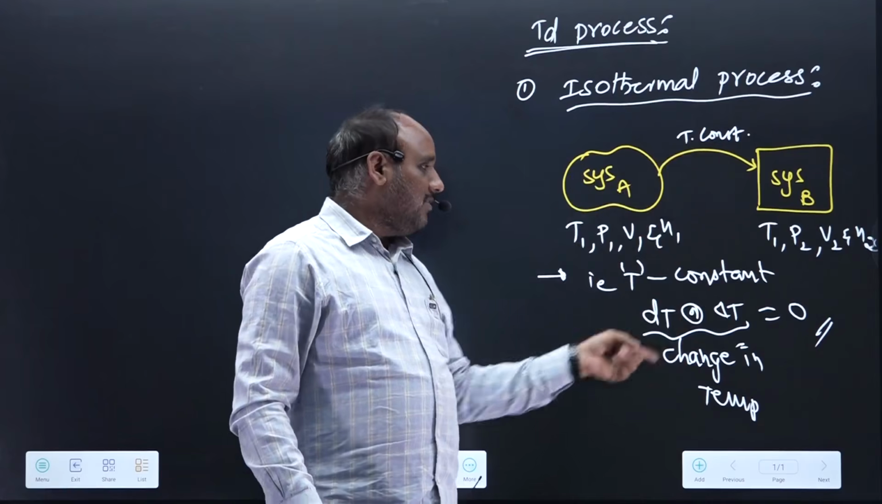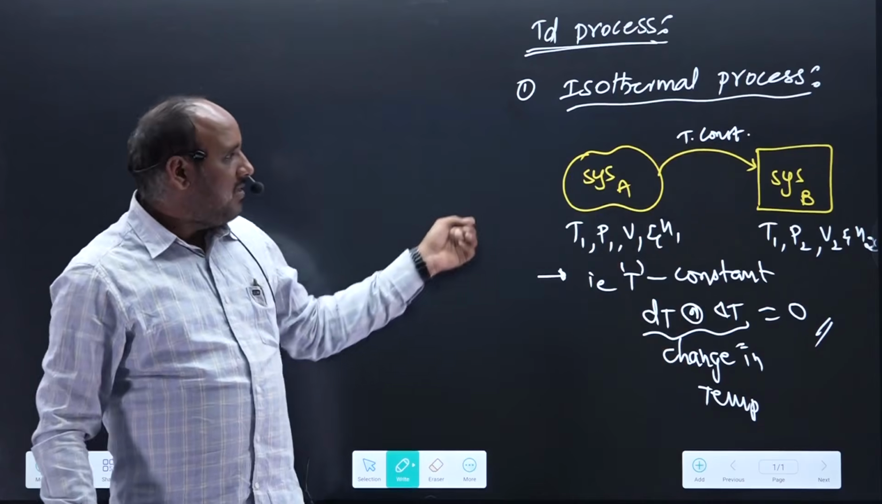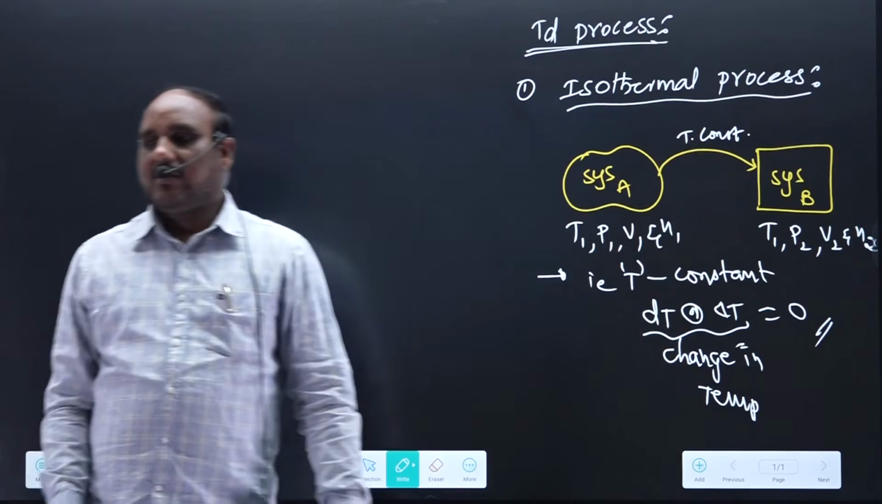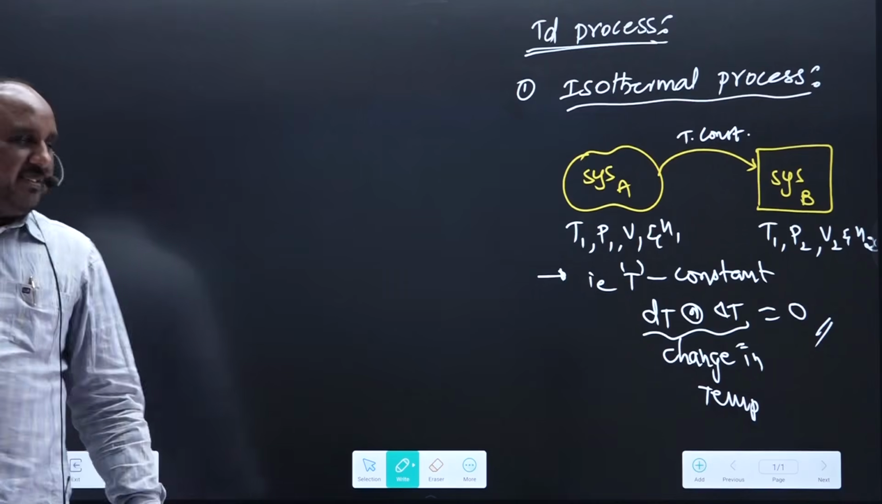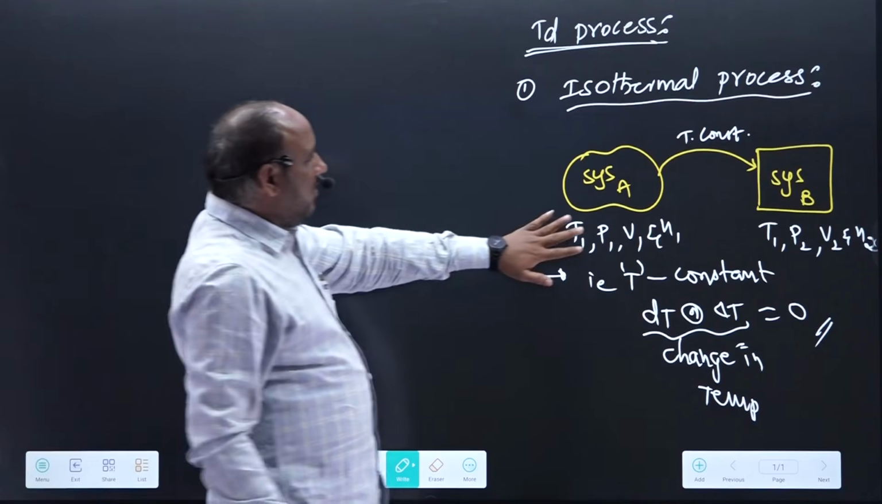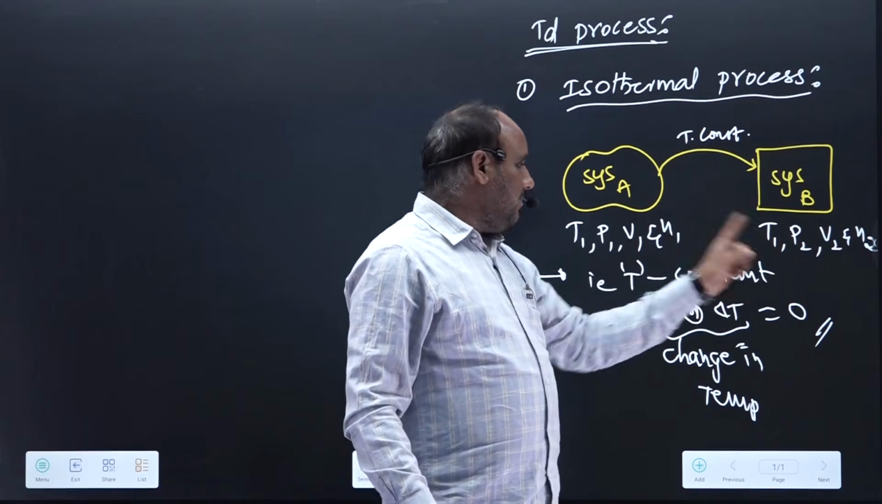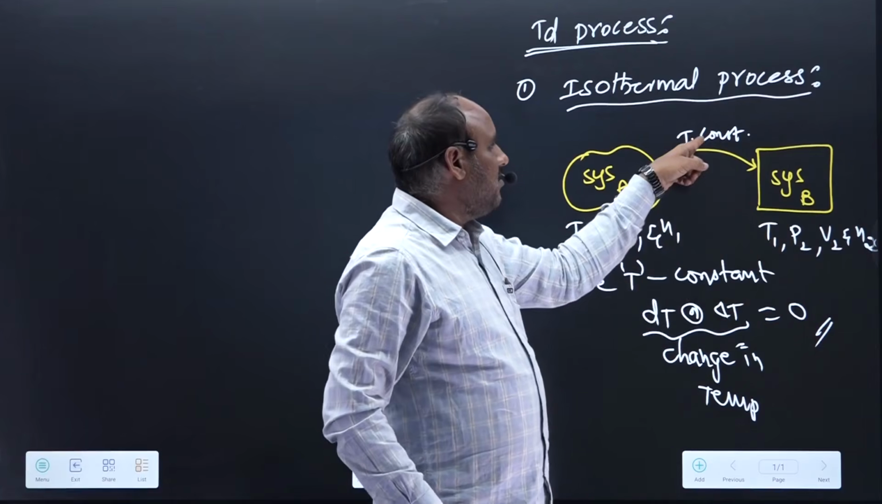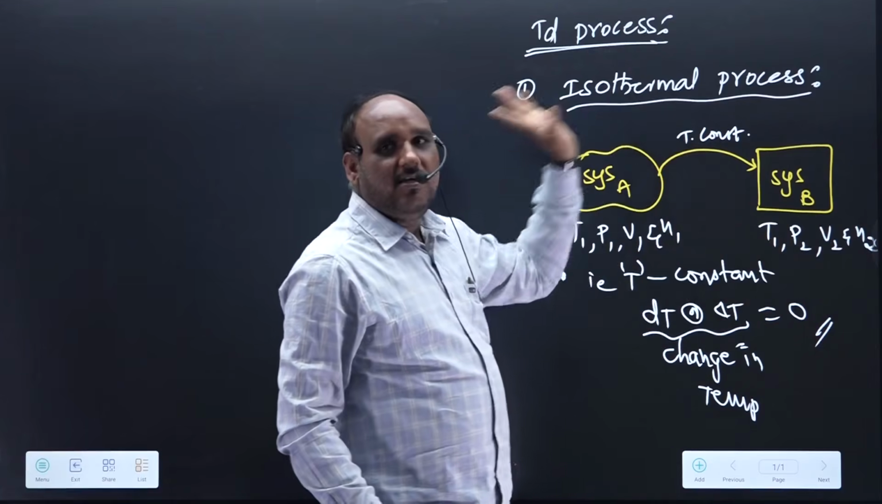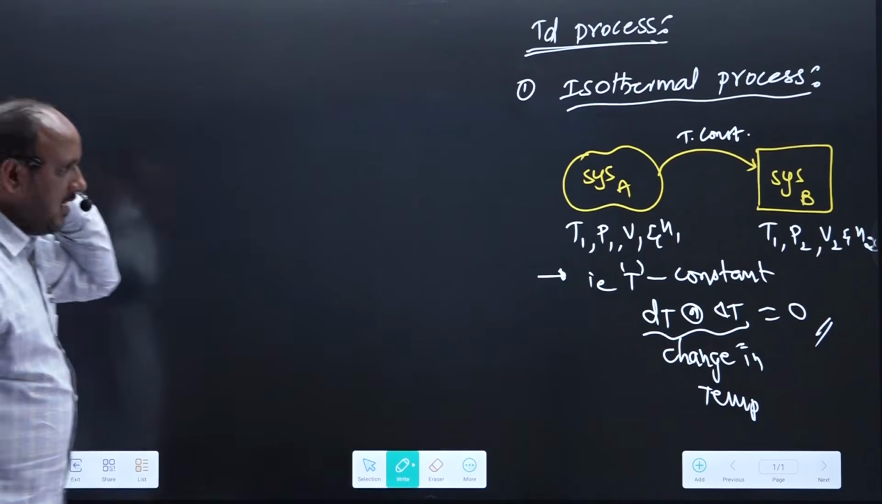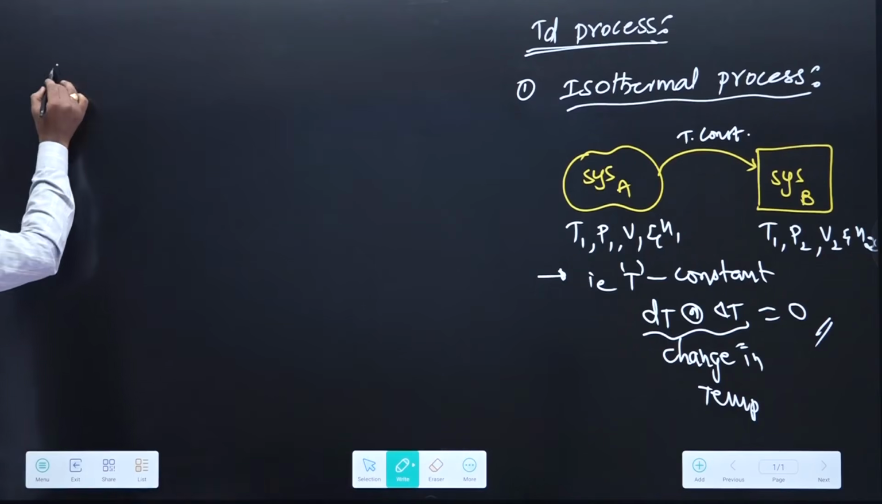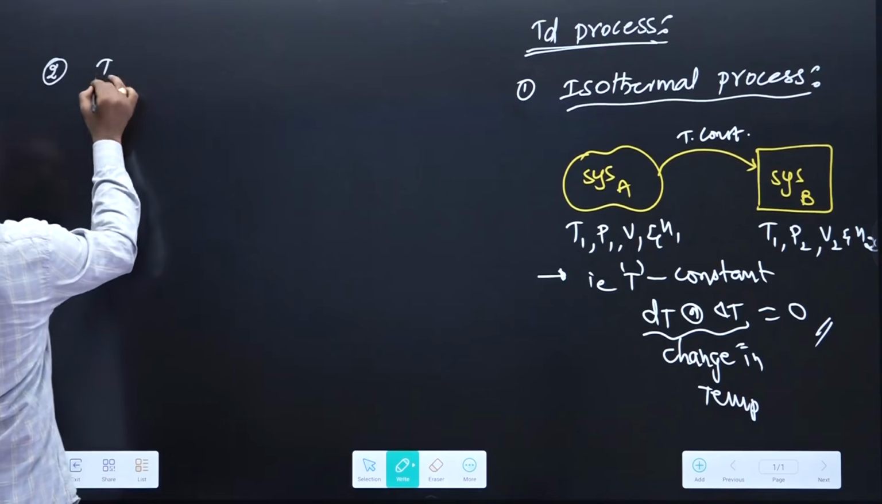Just draw the diagram and write the conditions again, right? Or else you have to draw the diagram, because by seeing the diagram, all the properties change except temperature. Temperature remains constant. Therefore such a process is what? Isothermal process, right? Like that, the second one will be the isobaric process.